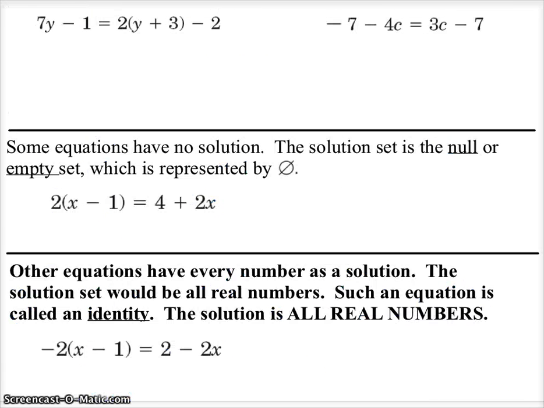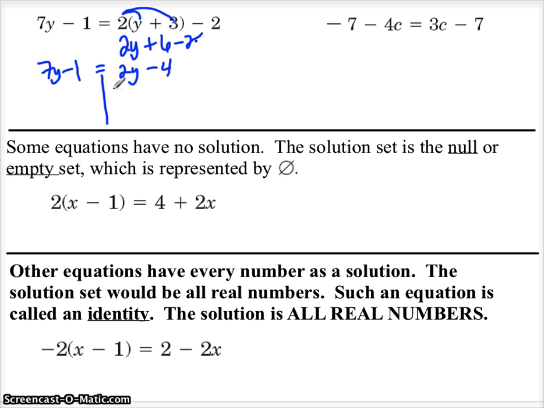Let's turn the page and try some more. This first one at the top, we need to distribute first. So that's 2y plus 6 minus 2. Now we can combine like terms. 6 minus 2 is negative 4. So 2y minus 4 equals 7y minus 1.